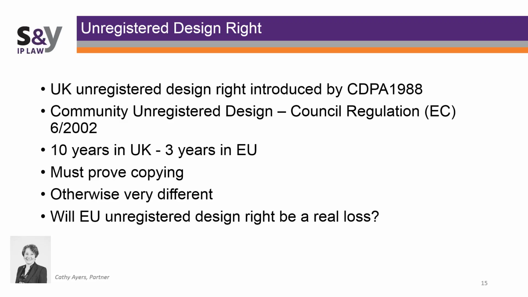Generally speaking, we get about 10 years protection through unregistered design right in the UK and 3 years in the EU. For both species of protection, you must prove copying. It's not an absolute right, but otherwise they are extremely different. For example, a UK unregistered design right covers aspects of shape and configuration. It doesn't cover pattern or ornament, which is covered by an EU design. But because of the short period of protection that EU unregistered design gives you, I do wonder how much practical effect we're going to see.